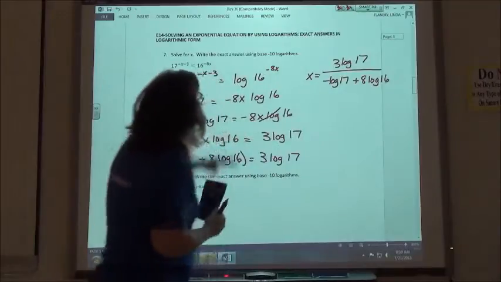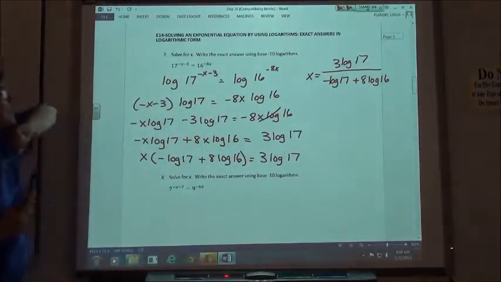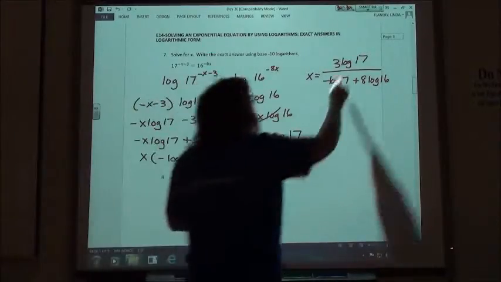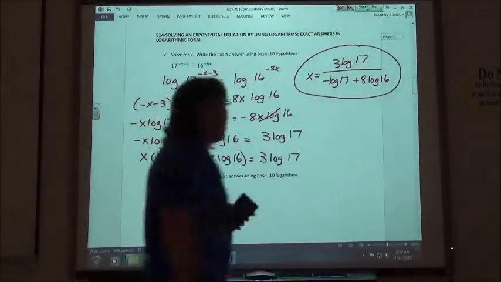And here they say write it using exact answers, using base 10 logarithms instead of finding the answer to the nearest hundredth. And so we don't even have to punch that one into our calculator. We just get to leave it in this form right here.